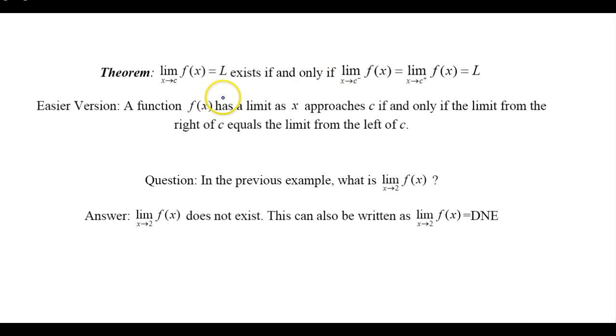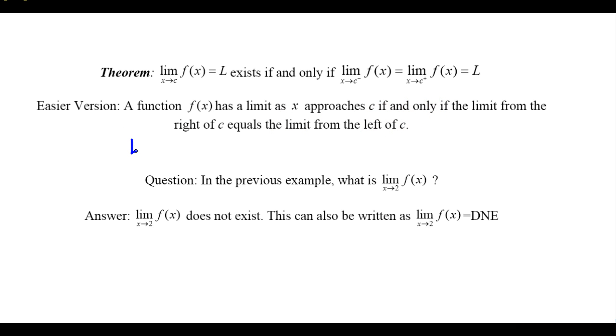So the easier version of this, because this is full of terminology a little bit, says that a function f of x has a limit as x approaches c if and only if the limit from the left and the limit from the right are the same. So the limit from the right of c equals the limit from the left of c. So the if and only if part means it goes in both directions.